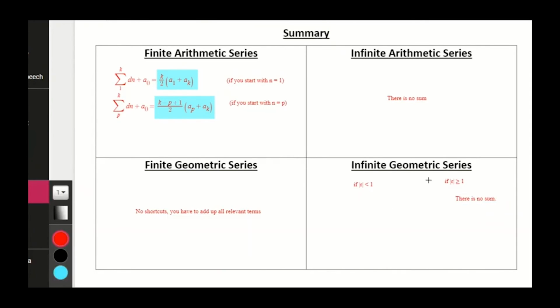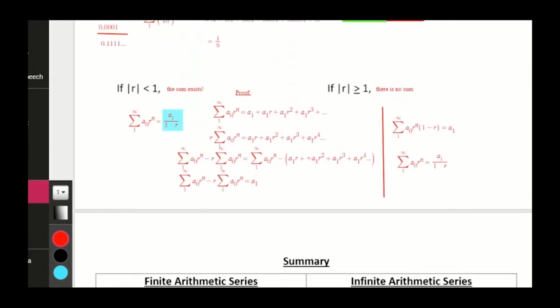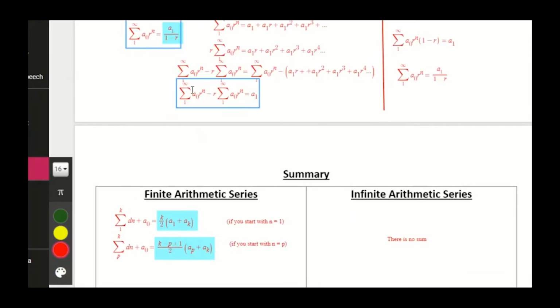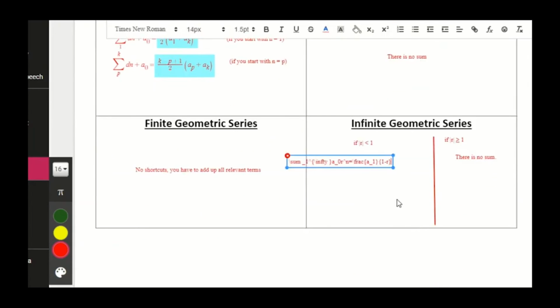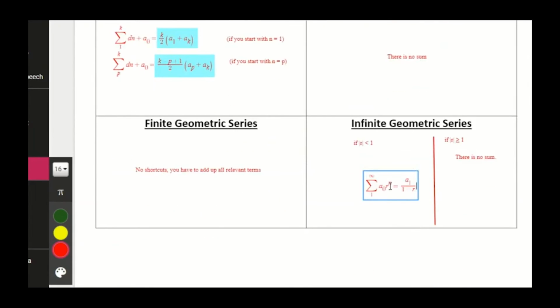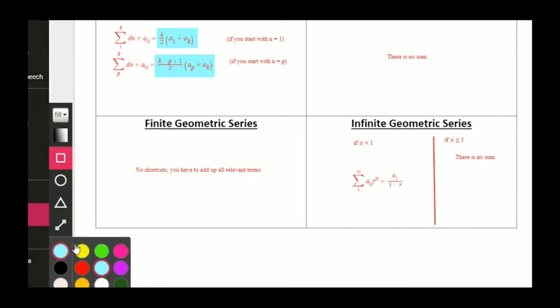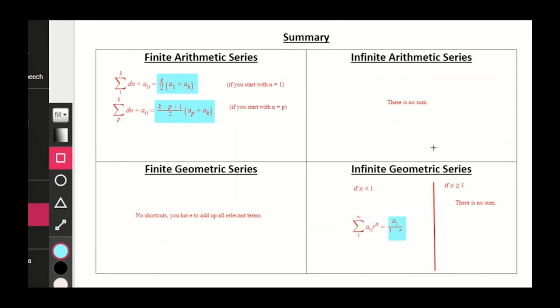Okay, so let's focus on what we can actually compute here, which is this infinite geometric series, and that's this formula that we proved up here. Right here. That's the money. All right, so let me just put that up.